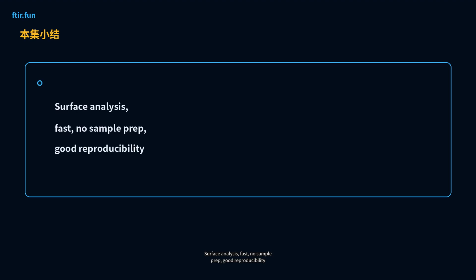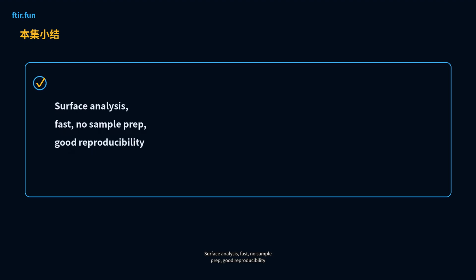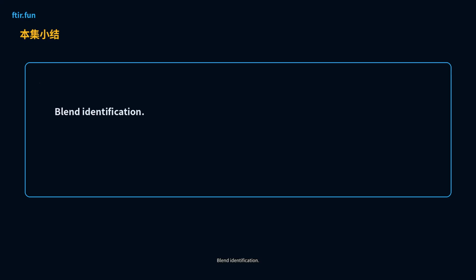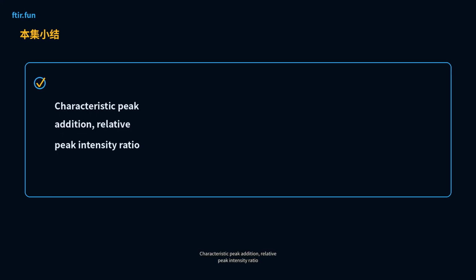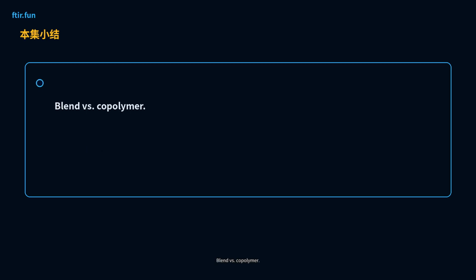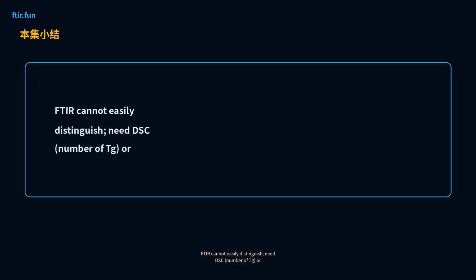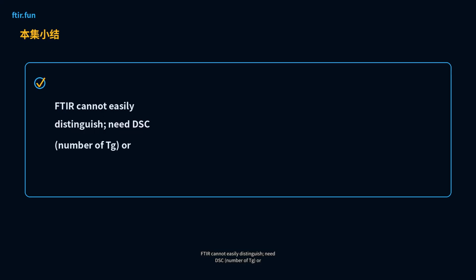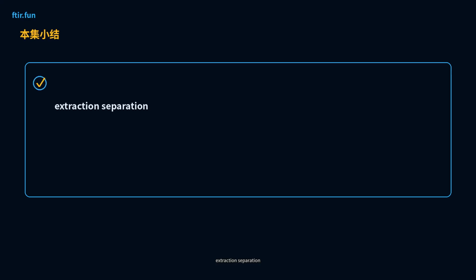Advantages of ATR: surface analysis, fast, no sample prep, good reproducibility. Blend identification: characteristic peak addition, relative peak intensity ratio quantification, difference spectroscopy. Blend vs. copolymer: FTIR cannot easily distinguish. Need DSC, TG, or extraction separation.